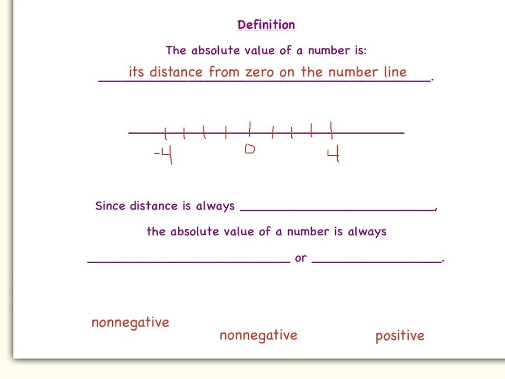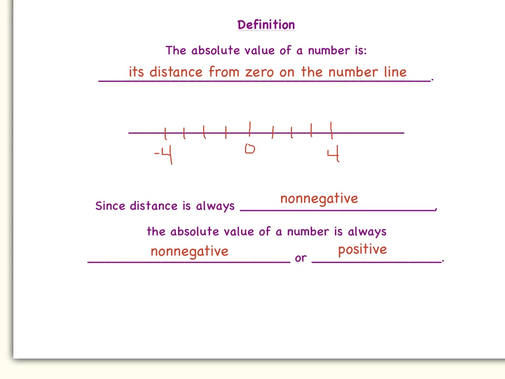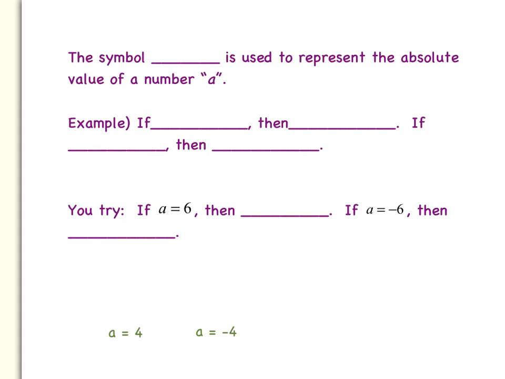So we have just shown that distance is always non-negative. So that means the absolute value of a number is always non-negative or positive. Okay, the symbol used to represent the absolute value of a number is 2 bars, and then the number or the expression will go inside. So this is the symbol used to represent the absolute value of a number.